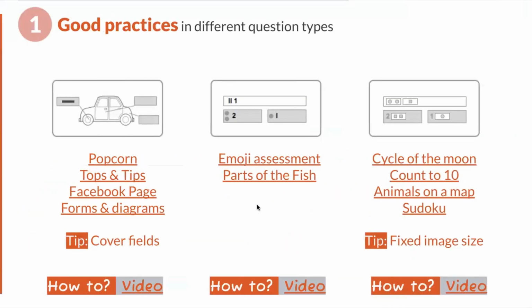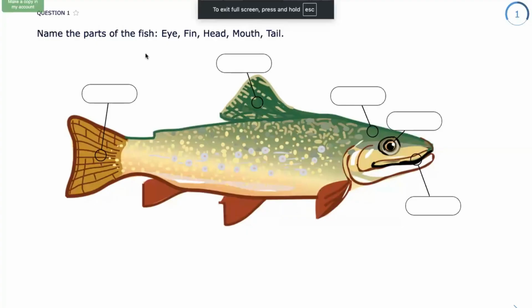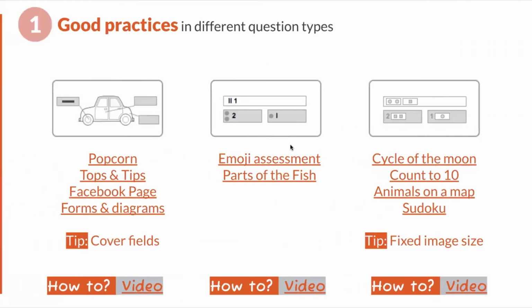When we're thinking about diagrams, so that parts of a fish, let me show you this one. This is a text drag and drop. Or no, sorry, this is input. So then you're typing in each of the spots. So it's not a text drag and drop, sorry. So this is also an annotate picture. I can drop in the items, the text drag and drop. Show you that one.